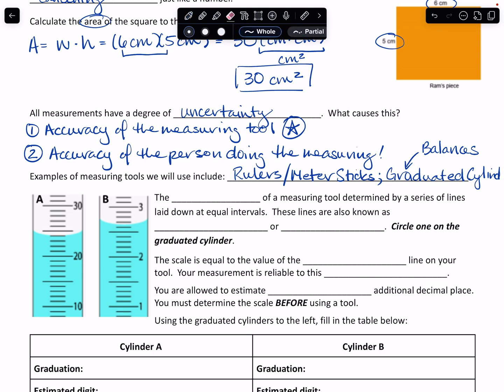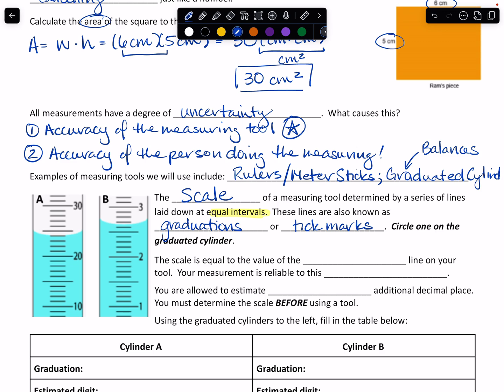Now each of these tools is going to have what's called a scale. The scale of a measuring tool is determined by a series of lines that are laid down at equal intervals on the surface of that tool. These lines have two different names. Most often they're called graduations. Now, that's not the same as you graduating from high school, but it's a different use of that word. Or sometimes people will call these tick marks, particularly when they are on a graph.